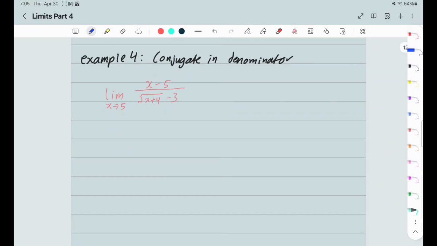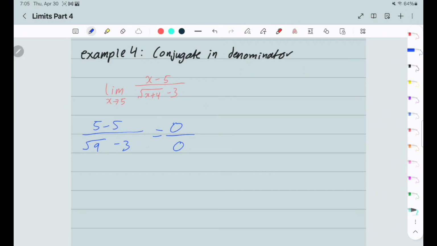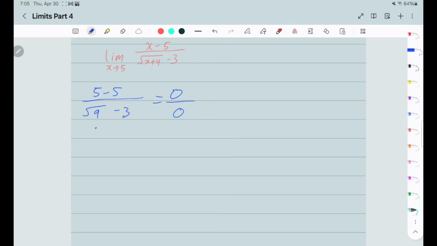The other one is also using the ideology of the conjugate, except now instead of the root being in the numerator, it's now in the denominator. So if I look closely in this one, first I just plug in 5 directly. I get 5 minus 5 over root 5 plus 4, which is 9, minus 3, and then 5 minus 5 is 0, and root 9 is 3, 3 minus 3 is 0, which is an indeterminate form. So now what? Now I just write down the expression first as itself, root x plus 4 minus 3. Now I multiply it with the conjugate on the top and on the bottom.